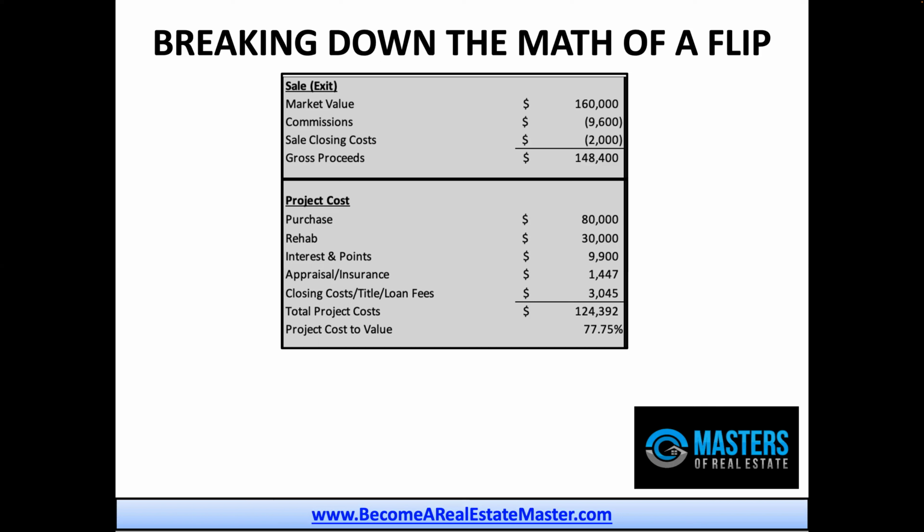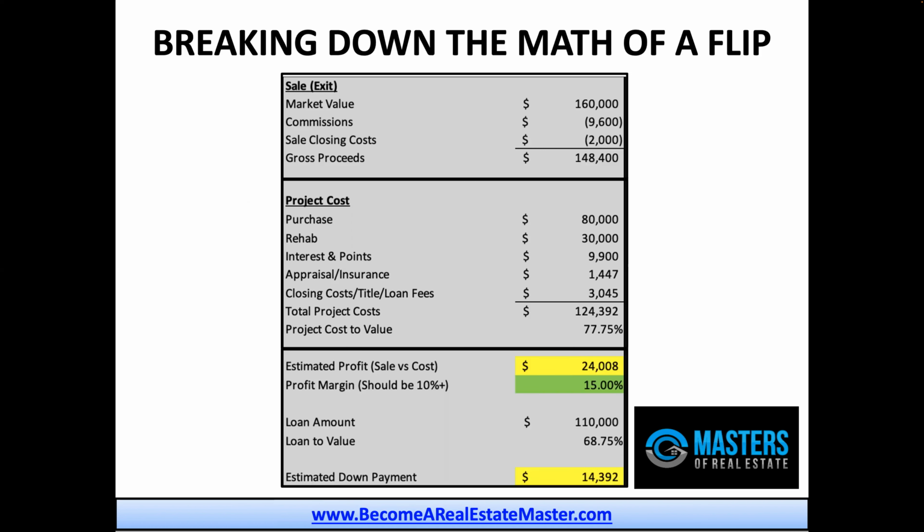Now, in this case, you're going to include your profit, and you really want to be hitting around a 15% margin right now, if you possibly can. Sometimes people will go down to 10, but with renovation buffers and all that stuff involved, you want to be trying to hit a 15% just to be on the safe side. So typically in this case, if you take the $148,000 gross proceeds minus your total cost of 124, you come up with a $24,000 profit, which is a 15% margin on your $160,000 market value.